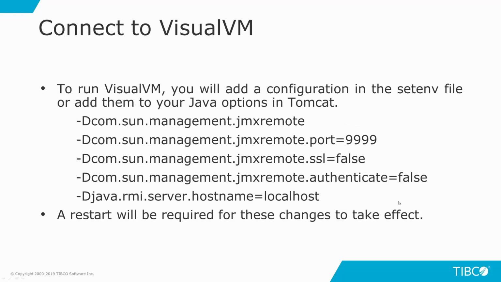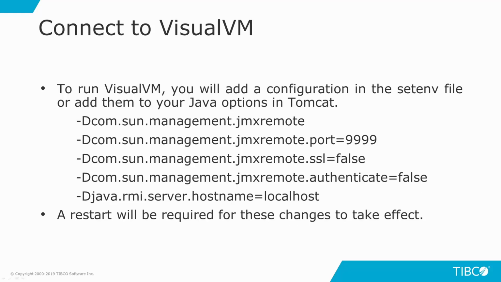The first thing we need to do is connect to VisualVM. To do that, you'll need to run VisualVM and add these configurations either in the setenv file or add them to your Java options in Tomcat. In this video, I'll show you how to do both. In order for these changes to take effect, a server restart will need to be done.